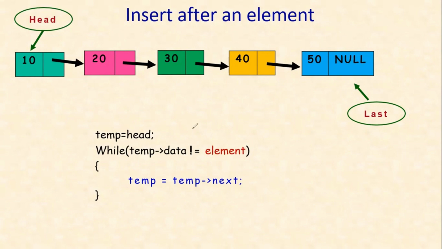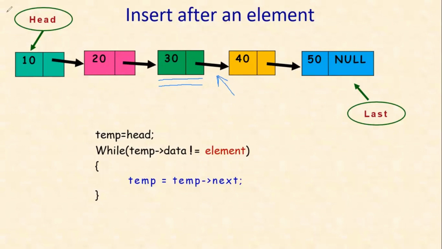Okay, so here I am taking a condition like this: I want to insert a new element after some existing value. Here I took 30. After 30, I want to insert a new element. Okay, so what should I do?